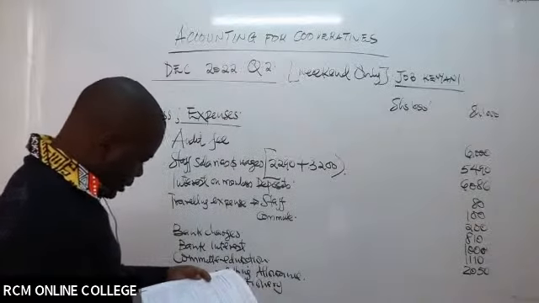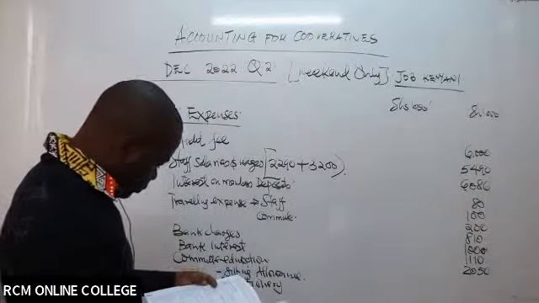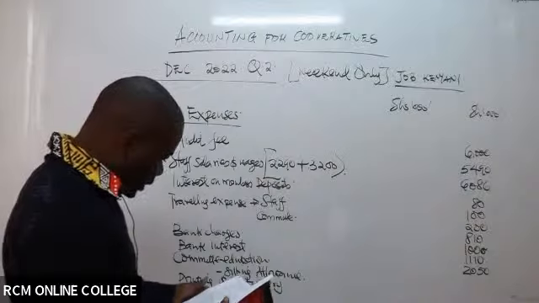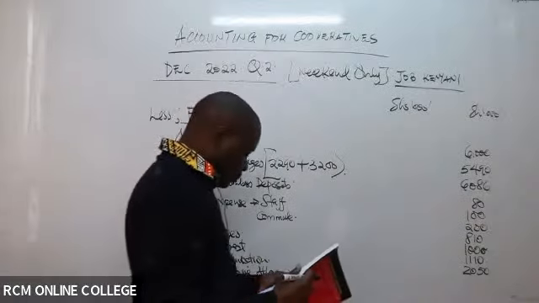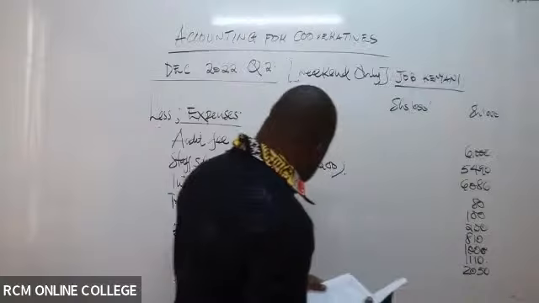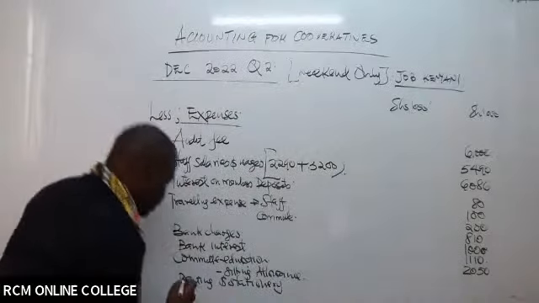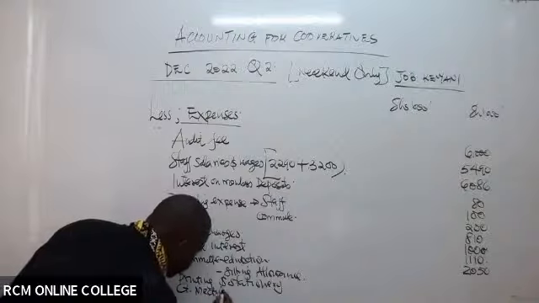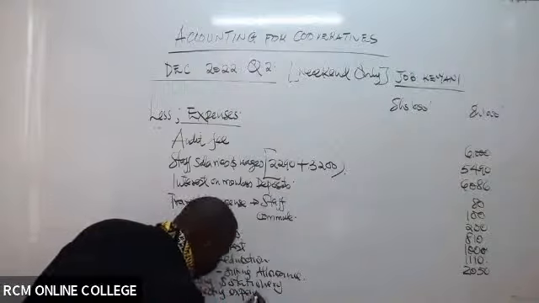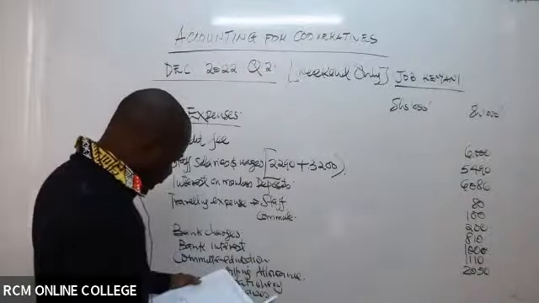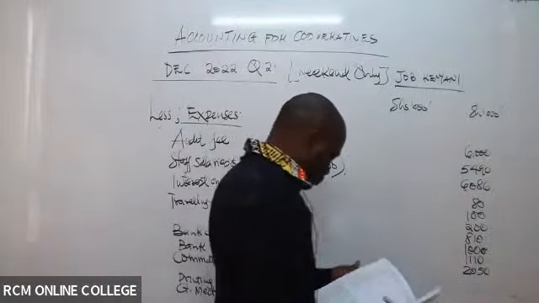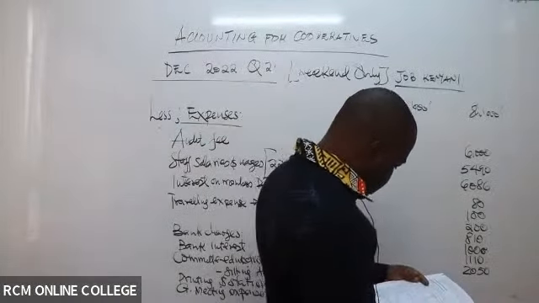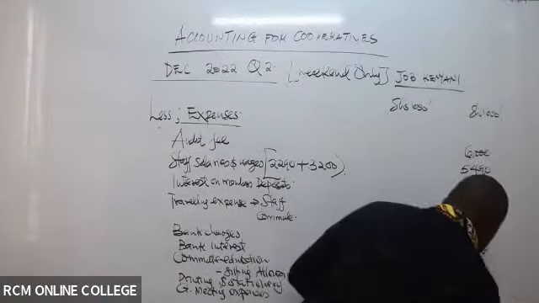We have, I think, general meeting expenses. I think you can see general meeting expenses. So all these ones basically are on the debit side. General meeting expenses, that is how much? 500. So you can see it, 500.